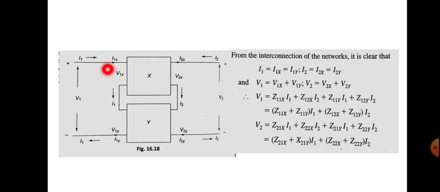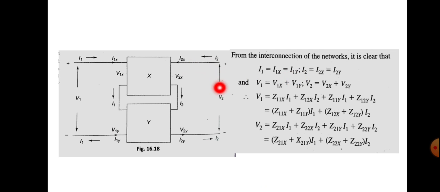Similarly, we can see here that I1 is the input port current. Here I1 is given through this port. So you can see that I1 equals I1X. Similarly, there is another current, I1, that is equal to I1Y. That means, considering the complete combination, you can write I1 equal to I1X equal to I1Y.